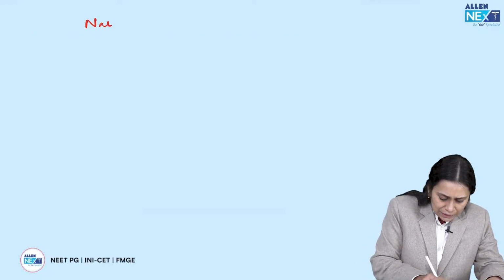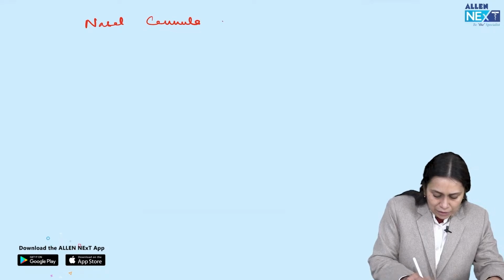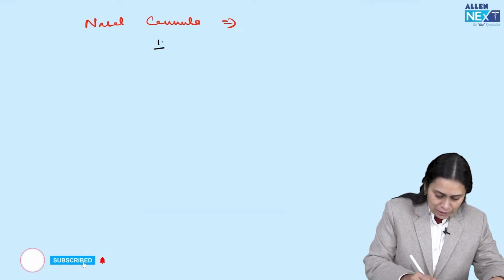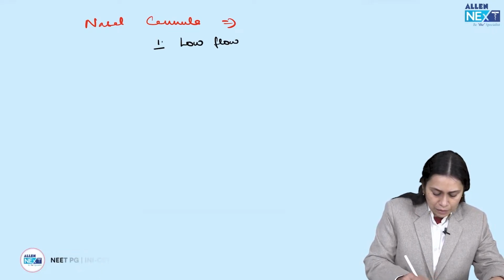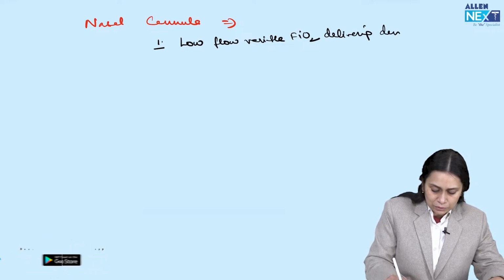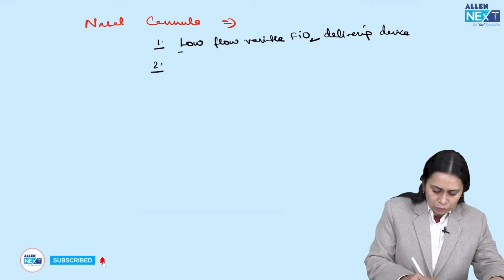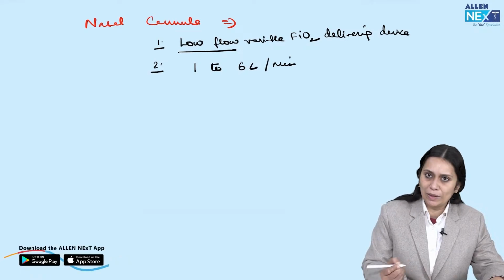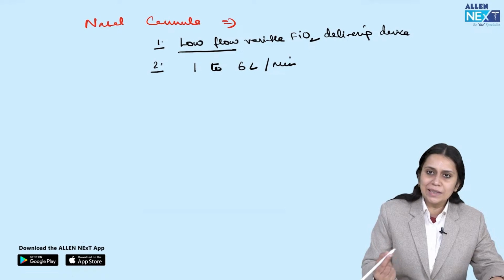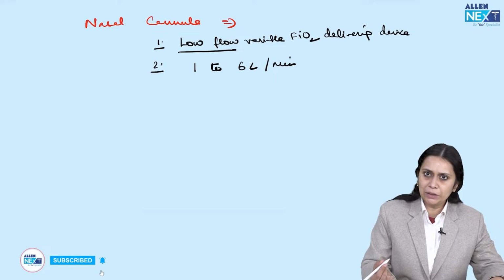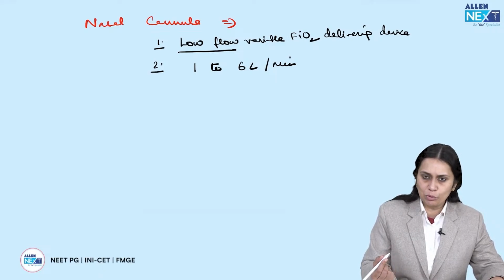So let us talk about nasal cannula. It's a low flow variable FiO2 delivering device. Okay. So what is the flow which we keep? It's a low flow. We keep 1 to 6 liters per minute. We can start with 1 liter and at most 6 liters per minute. If you keep more than 6 liters per minute, it will not give much benefit. Rather, it will cause problems to the patient like dryness of nasal mucosa, etc.